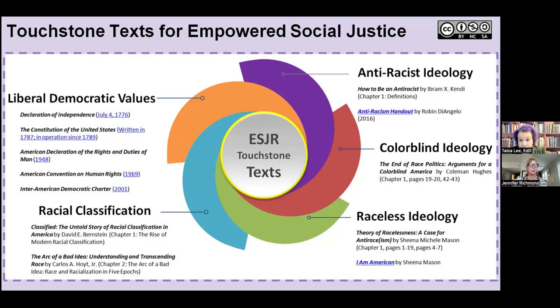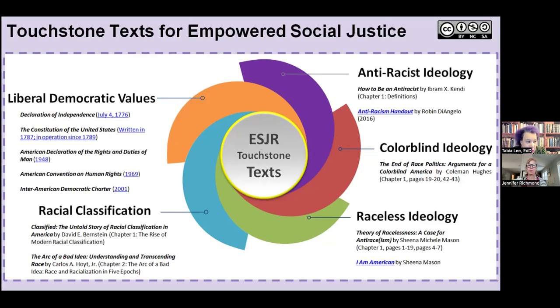So number one, learn about liberal democratic values. Tap into the Declaration of Independence, the Constitution of the United States, the American Declaration of the Rights and Duties of Man, the American Convention on Human Rights, and the Inter-American Democratic Charter. All of those texts should be known by students who are looking into social justice topics.